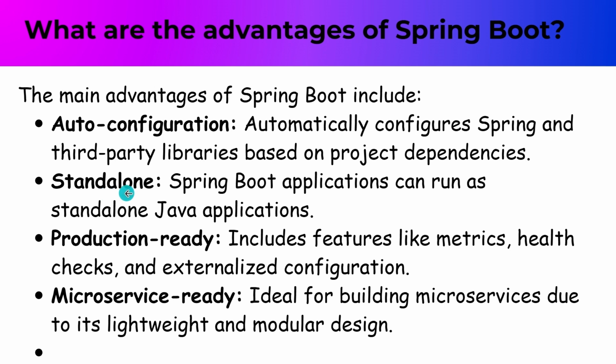Next one, standalone. Spring Boot applications can run as standalone Java applications. Third one, production ready. It includes features like metrics, health checks, and externalized configurations. Once you deploy the application in your production server, you need to check the metrics and health, whether the application is up or down, how much memory is utilized, what are the beans that got created. Using Spring Boot actuators, you can figure out all these things. That's why it is called production ready.